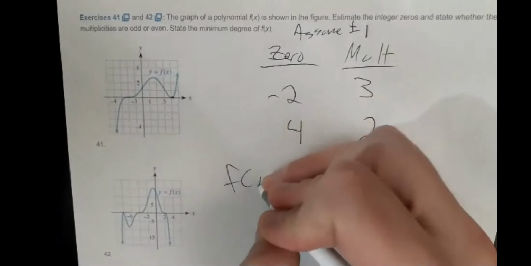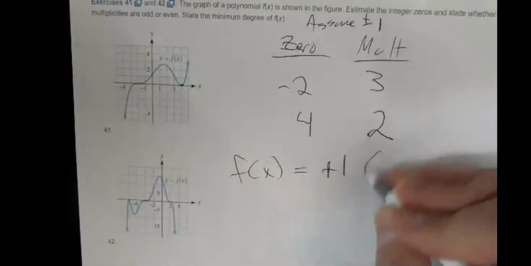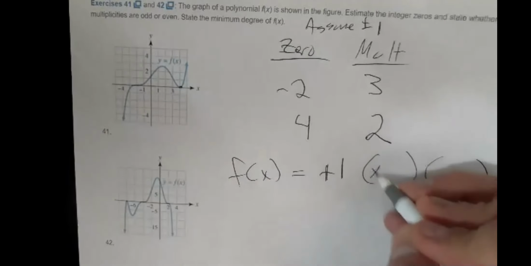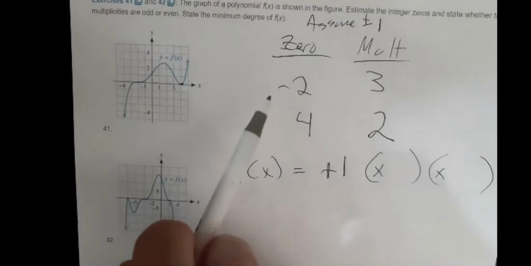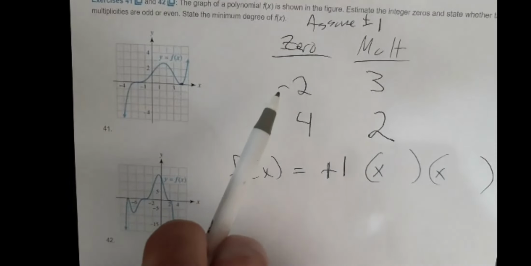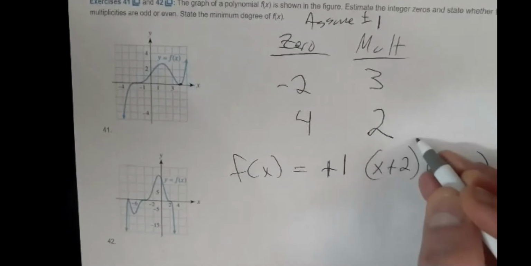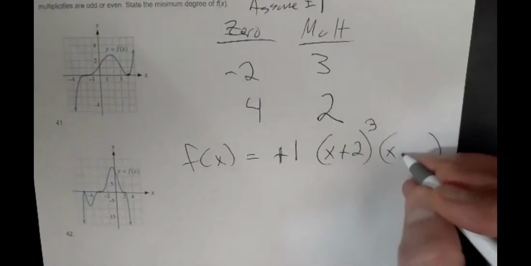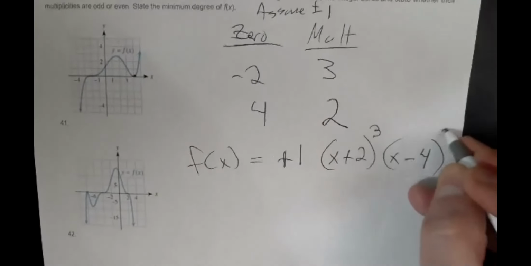So now we're doing this. You've already told me it should be a positive one leading coefficient. I should have 2 factors. One of them looks like x +2, and this is to the 3rd power, and this one looks like x -4 to the 2nd power. Exactly. Thank you.